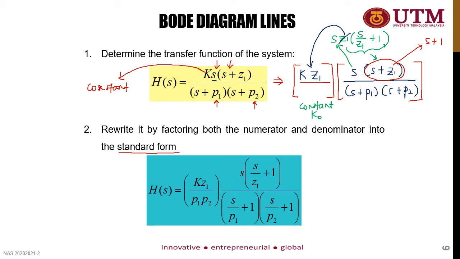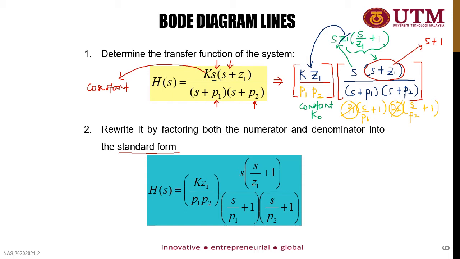Okay, let's look at the denominator. Now you need to remove p1. So this term becomes p1 s over p1 plus 1. The same goes for the second component: you have p2 s divided by p2 plus 1. Next, move all parameters other than s into constant values. So you have p1, you remove this one, it becomes constant, and then you remove this one, it becomes constant. Now you have the constant k naught equal to k multiplied by z1 divided by p1 p2.